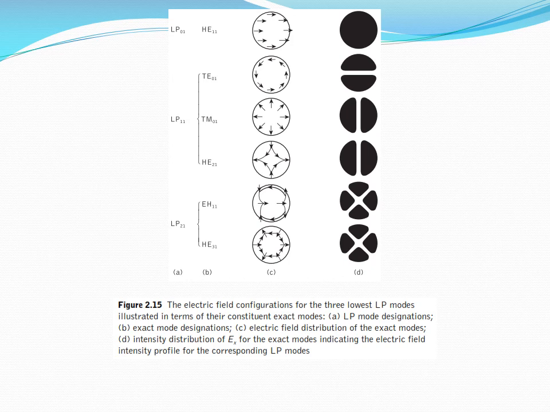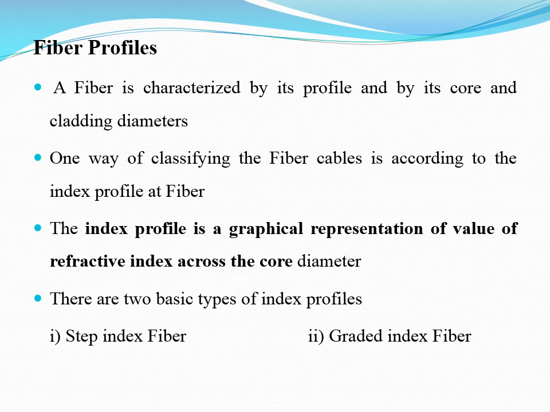So LP is nothing but the linear polarization concept used. This is what we discuss in a cylinder. With the fiber profiles we consider here, just to classify the fibers, a fiber is characterized by its profile and by its core and cladding diameter. So this is the characterization by its profile.